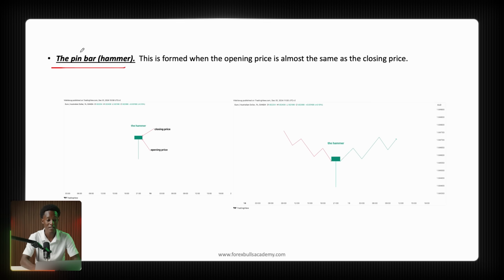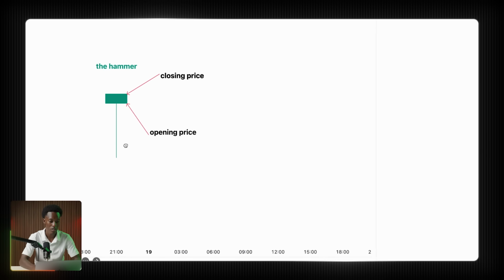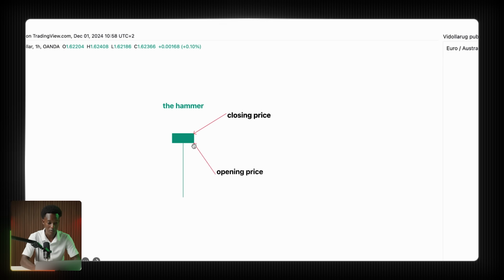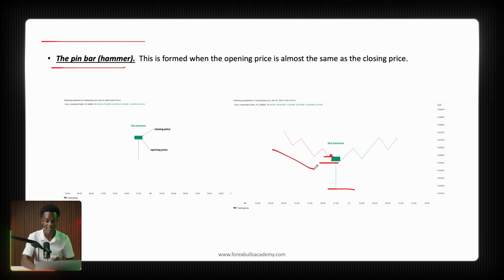Next up, we have a pin bar. Now, a pin bar can also be called a hammer. This is formed when the opening price is almost the same as the closing price, okay? And I'll zoom in, and there we go. So this is how a hammer looks. It's like a hammer. So we initially had the opening price, and then we have the closing price on the other side, and then we have a long wick down. Now that means we initially had sellers and buyers came in to oppose the movement, and perhaps we should expect buyers coming in. And again, it's also much more of a reversal pattern.